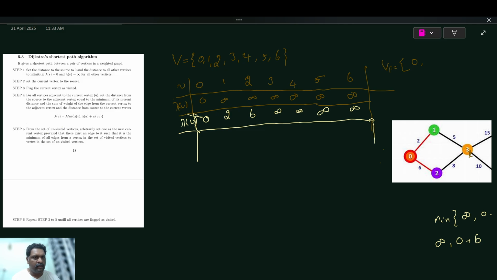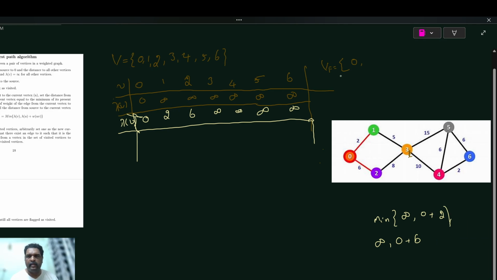The new current vertex is chosen provided there exists an edge to it such that it is the minimum of all edges from a vertex in the set of visited vertices to a vertex in the unvisited vertices. So here we have only one vertex visited. Observe all edges from the set of all visited vertices to the set of all unvisited vertices, and choose the edge with minimum weight. There are only two edges from the visited to the unvisited vertices, which are 0 1 and 0 2, and the minimum weight between them is 2, which is the weight of the edge from 0 to 1. So we choose 1 as the current vertex in our next iteration step.